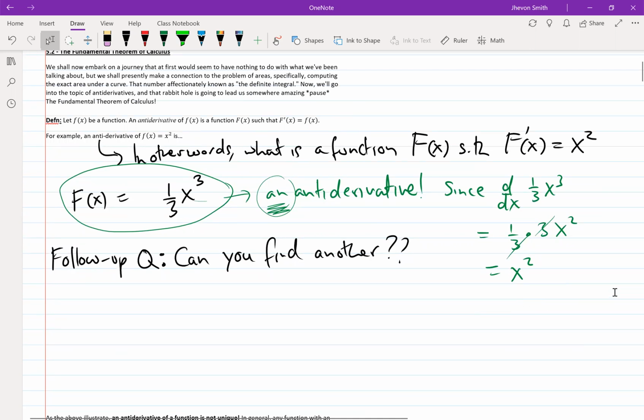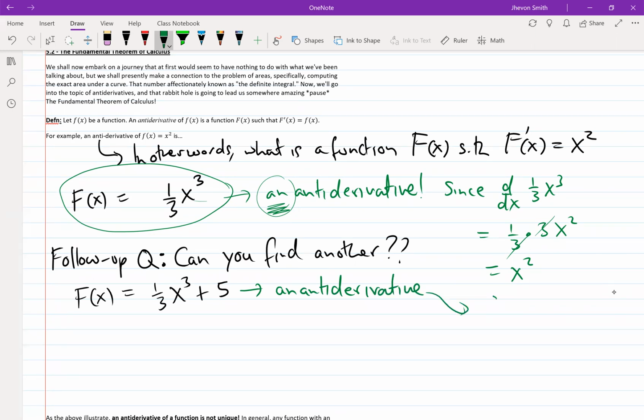Okay, hopefully you thought about that, maybe even came up with something. Here's another one. 1/3 x cubed plus 5. This is an antiderivative, right? This is an antiderivative again. How do you know it's an antiderivative?